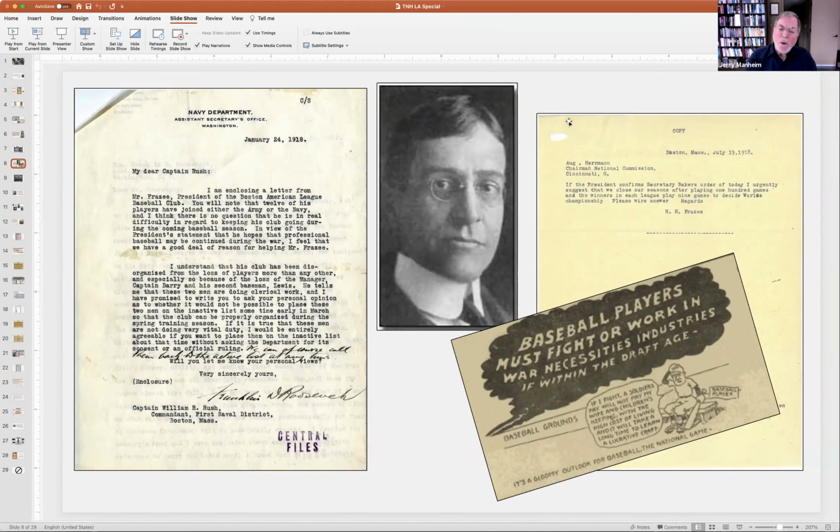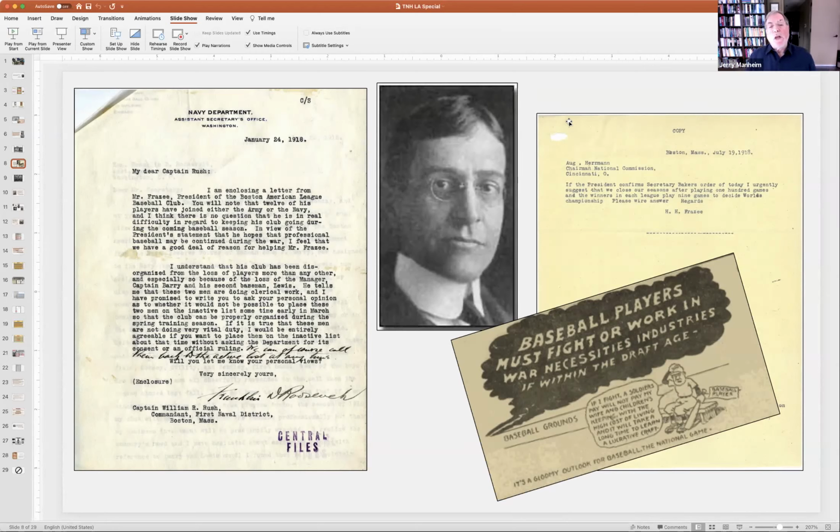And let me read this little cartoon from that same time, since the print's going to be small for those of you who are on small screens. Baseball players must fight or work in war necessities industries if within the draft age. The player is saying, if I fight, a soldier's pay will not pay my wife and children's keeping. With the high cost of living, it will take a long time to learn a lucrative craft. And then at the bottom it says, gloomy outlook for baseball, the national game.